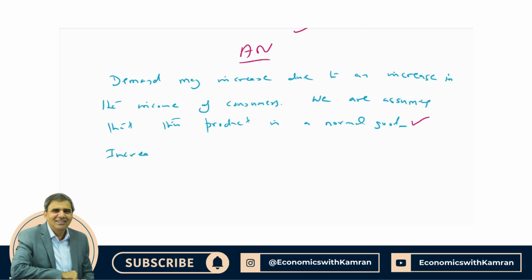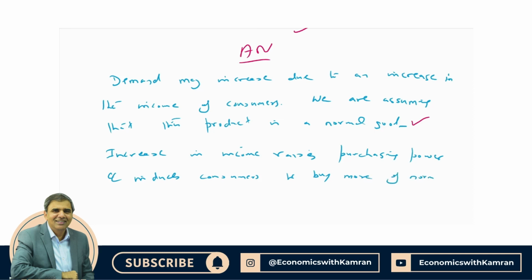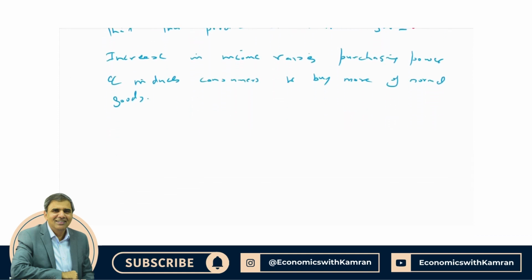So, increase in income raises purchasing power and induces consumers to buy more of normal goods. There is a slight repetition. We could have avoided that. However, for your better understanding, writing it twice may not be a bad idea. So, increase in income raises purchasing power and induces consumers to buy more of normal goods.